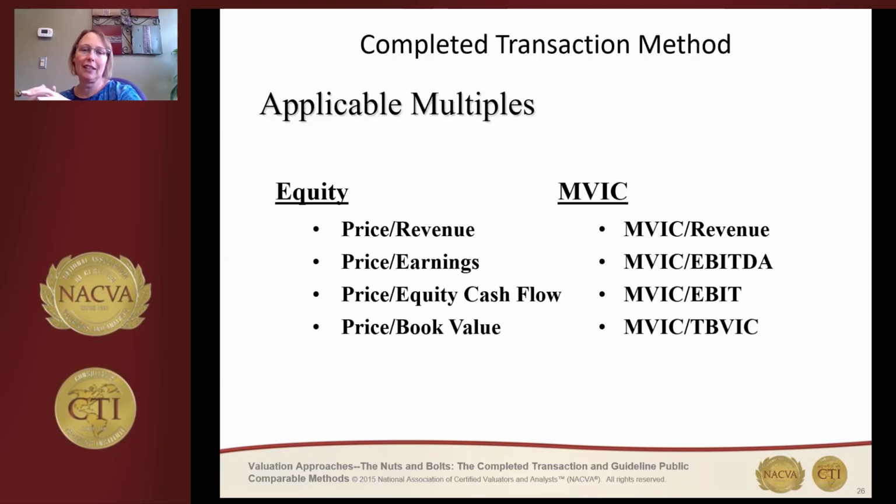This is just telling us that when we get the transaction database and select our transactions, this is the data that we're going to compare to our company. So let's say market value of invested capital to revenue is 0.8, and we're going to apply that to our company. Just understanding this gives you an overview of what the database is going to be telling you. Now we're going to look at examples of what we do with those numbers.